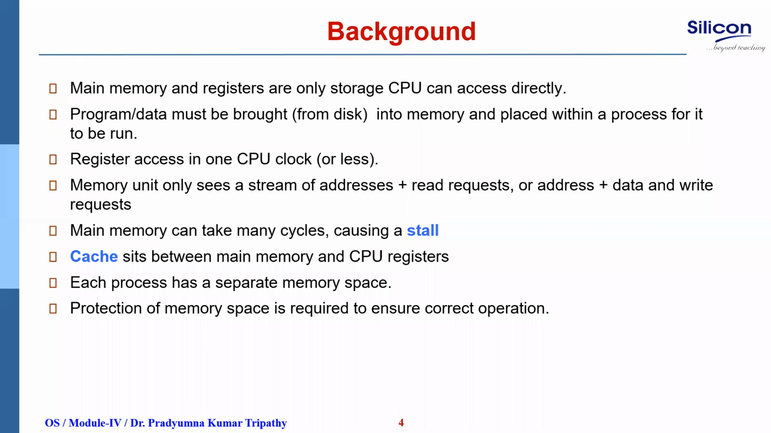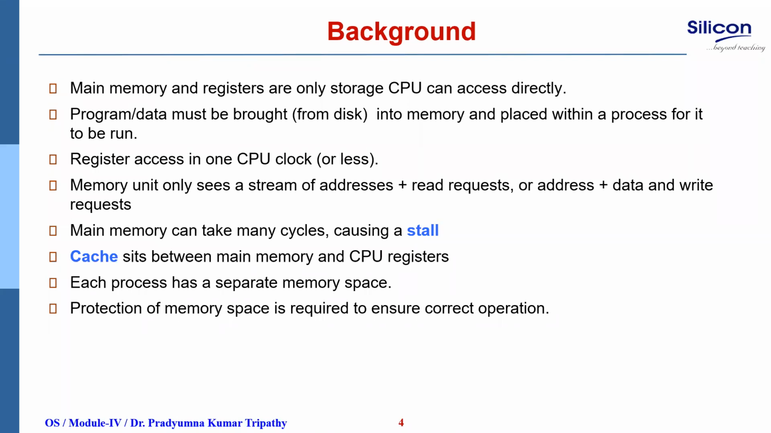So a program or data must be brought from the disk into the memory and placed within a process for it to be run. Correct? The program may be there on the disk. When you bring it into memory, we call it a process, and then it is given for execution. How to create processes and operations on processes we have read, but now we'll read about how it is stored in the memory.